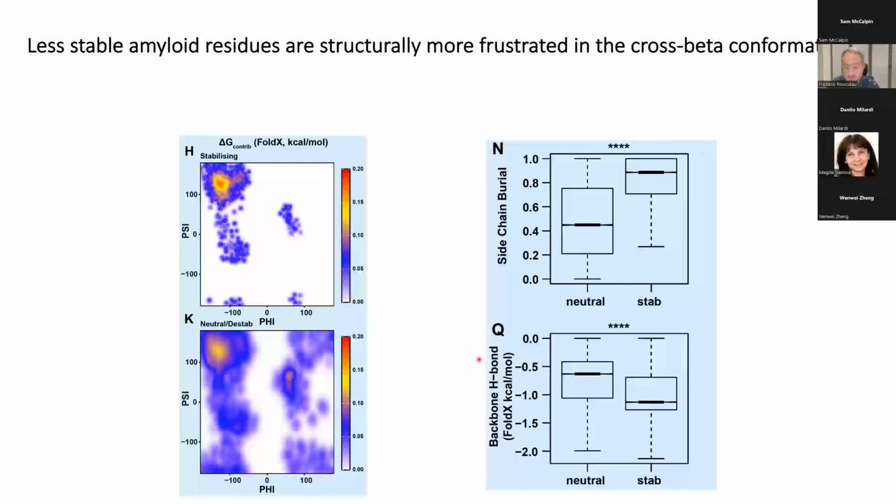The same is true for the backbone H bonds. They are generally better formed in the stabilizing ones than in the neutral or destabilizing ones. If you look at the structures, the regions that are more stable have H bonds with a much better geometry, while the ones that are neutral or destabilizing have a more strained backbone H bonding.